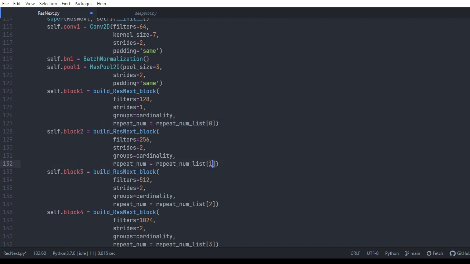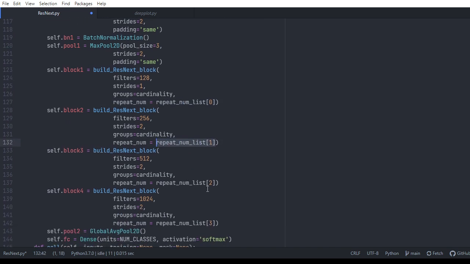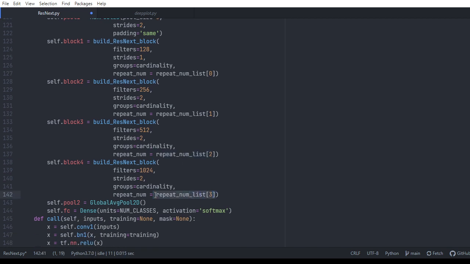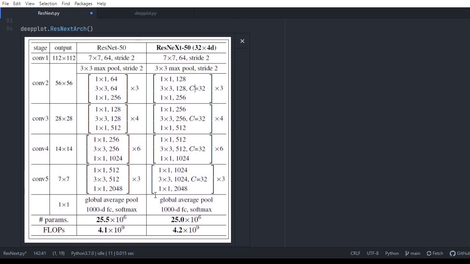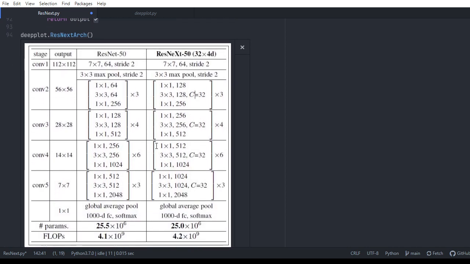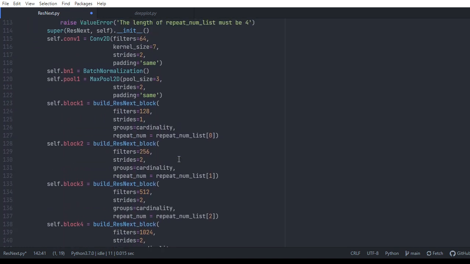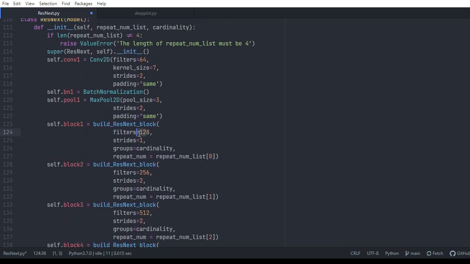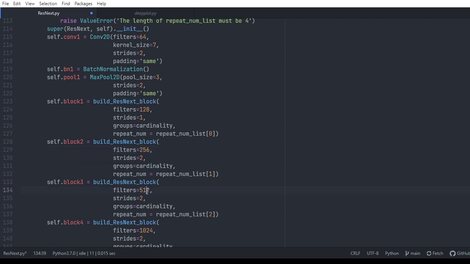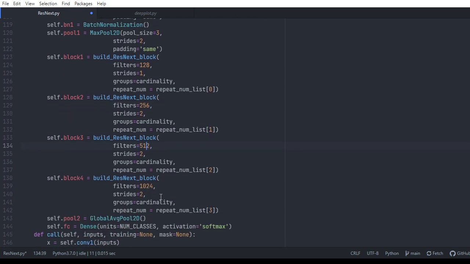So we see that in the first stage we have 3, then after that it will be 4, then it will be 6, and then lastly it will be 3, as seen from our architecture diagram here: 3 4 6 3. The cardinality is constant at 32, and then the output filters will now be 128, 256, 512, and 1024. So as we see here, it's 128, 256, 512, and 1024.